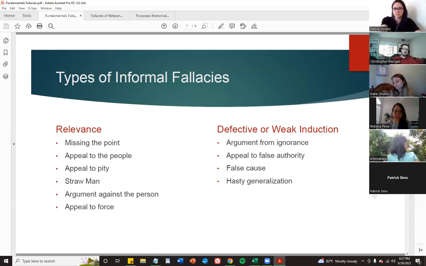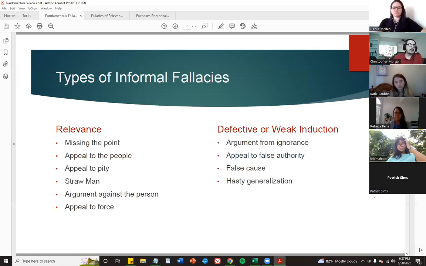Appeal to force, sometimes called the appeal to the stick. Accept my argument or else bad things will happen to you. This is the popular argument of parents attempting to get their children to do chores or whatever else they want them to do, of police officers, of college professors attempting to get you to turn in work on time. Do this or there will be consequences.